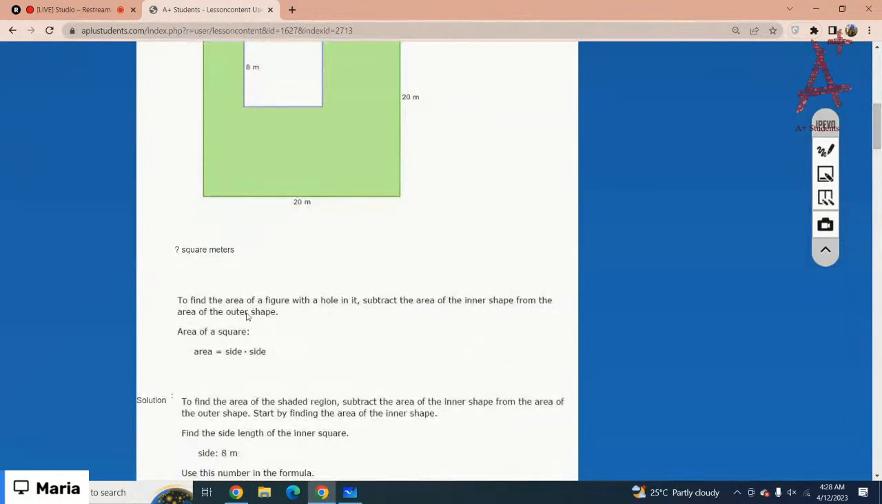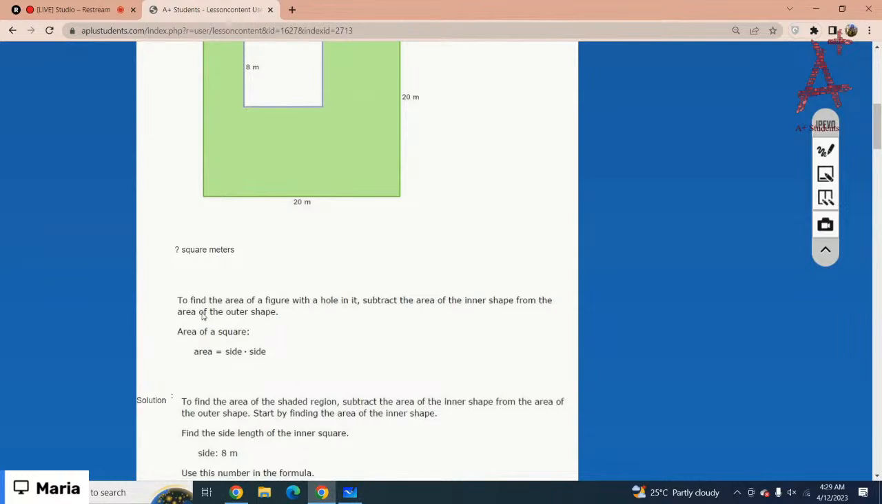Here is how to find the area of a figure with a hole in it. Subtract the area of the inner shape from the area of the outer shape. Basically, if you just have to calculate the area of the shaded region, then that means there would be a hole in the shape. So you have to subtract the area of the inner shape from the area of the outer shape.